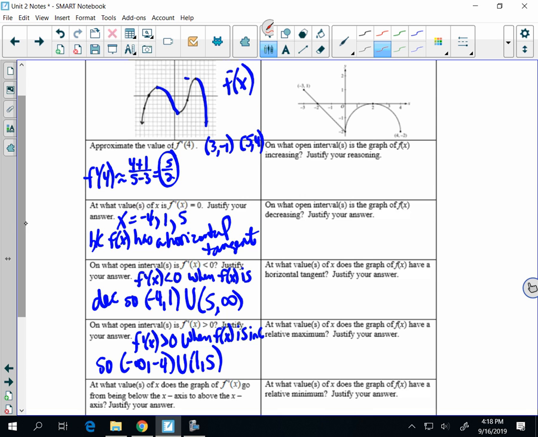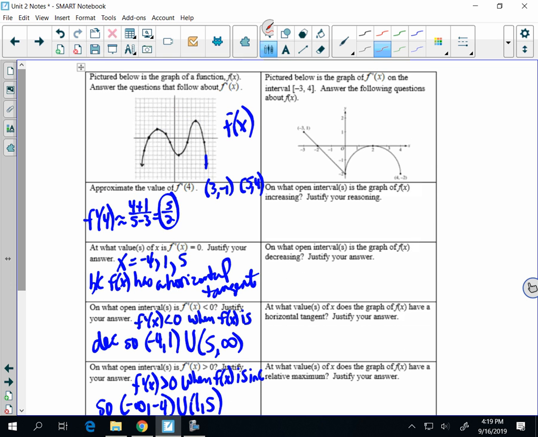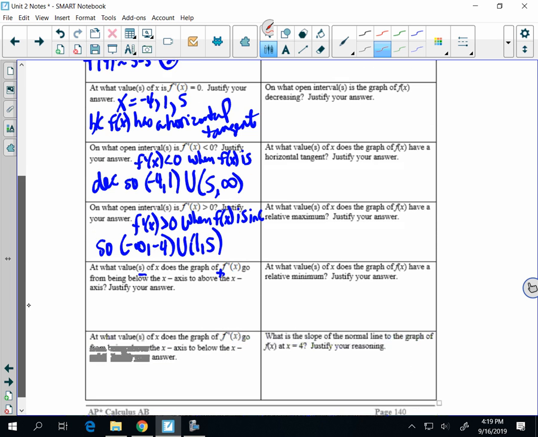Look at the next one. I'm going to go back up to my graph now. At what values of x does the graph of the derivative go from being below the x-axis to above the x-axis? Justify your answer. So think about this. Where does the derivative change sign? So from going from negative to a positive. Well, that's going to be where the graph goes from decreasing to increasing. So where does the graph go from decreasing to increasing? I think right here, right? It's decreasing and then it switches to increasing at that relative minimum.